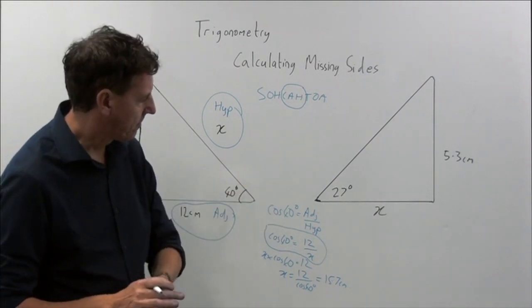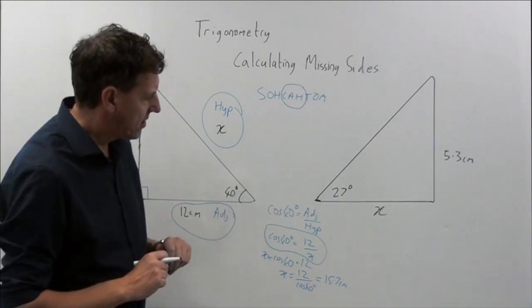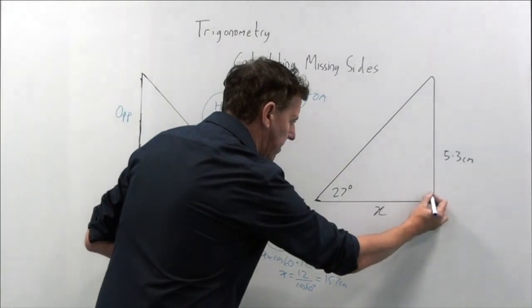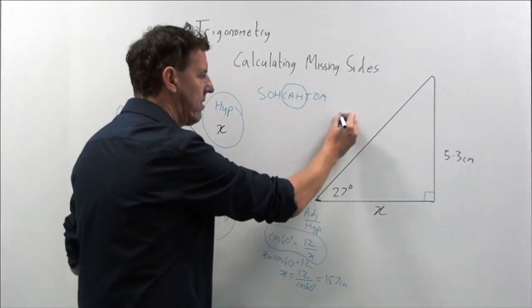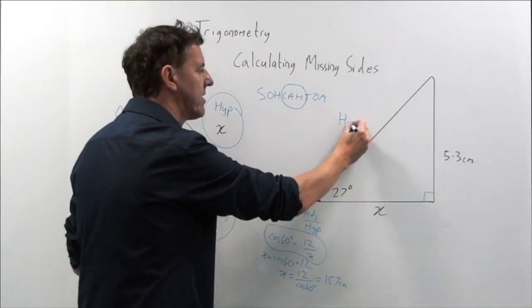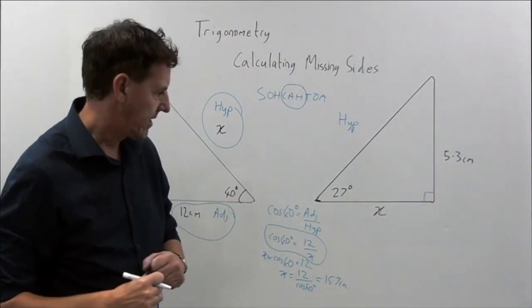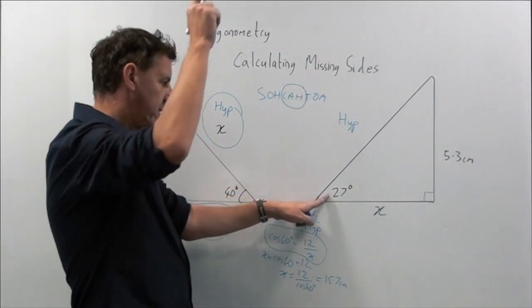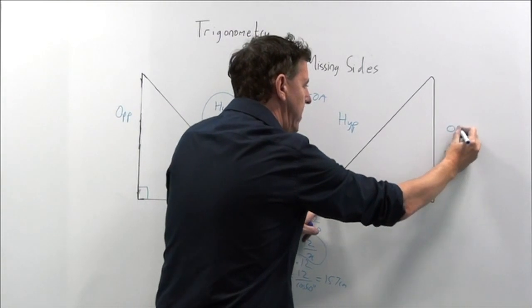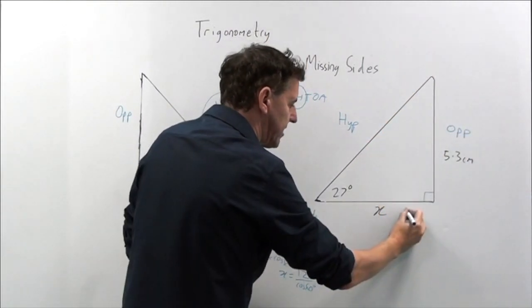Let's do it again for this one. First thing I'm going to do is, where's the right angle? Here's my right angle. I'm going to label that triangle. This is the hypotenuse, because that is the side that's opposite the right angle. I then label the side that's opposite the angle that I'm given, and that leaves me with the adjacent side here.